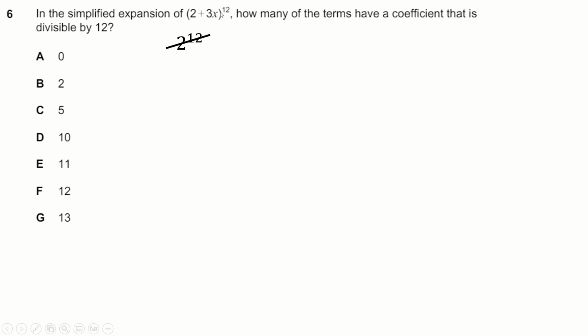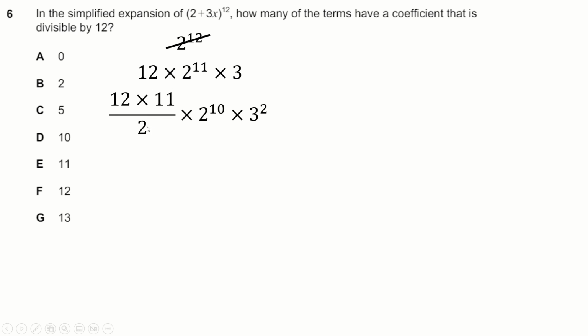The next term is 12 choose 1 times 2 to the 11 times 3. But of course, because there's a 12 right here, this is obviously going to be divisible by 12. It's also got 2 2's and a 3 right here, so it's absolutely fine. This will work. The next one is 12 choose 2, which is 12 times 11 divided by 2, times 2 to the 10 times 3 squared. Now, this is actually, because the 2 cancels, not divisible by 12, but it doesn't matter. Like I said, all we need for something to be divisible by 12 is 2 2's and a 3.